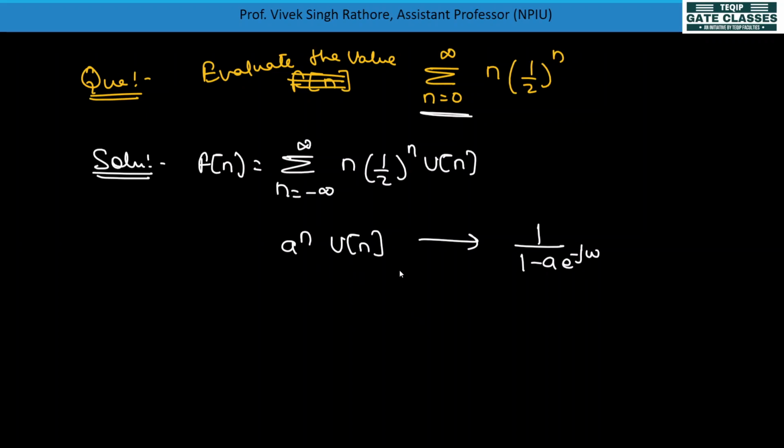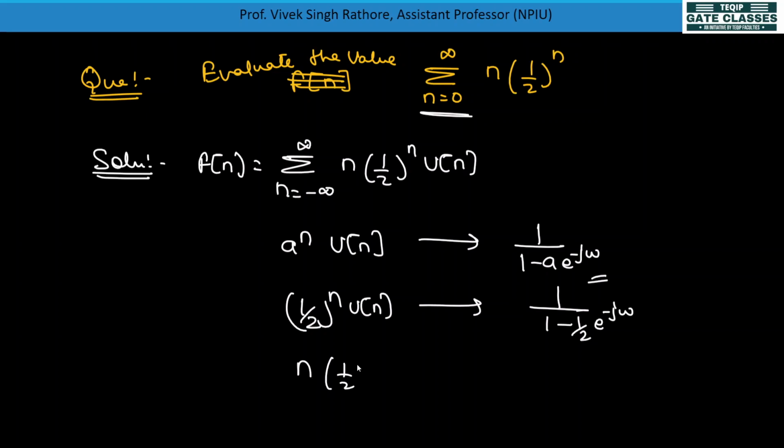So see, a to the power n u of n is there. So we have done it like this. If we take a as half, it is half to the power n u of n. So ultimately the value will come 1 by 1 minus half e to the power minus j omega. No problem for this. Okay. If we multiply n into half to the power n u of n, then what will happen? Obviously, we can use another property, that if we multiply n into f of n, you have to do j into df by d omega.